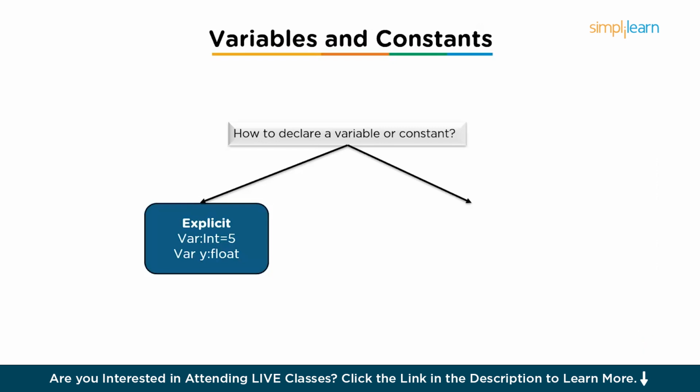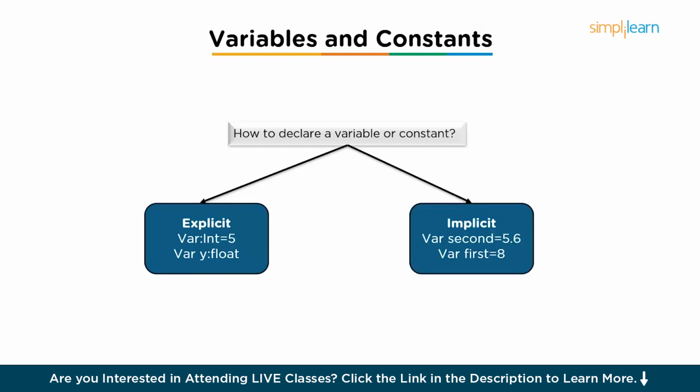Now let's look at implicit declaration. Swift is smart enough to often figure out the data type for us. This is called type inference. For example, if we write var second = 5.6, Swift knows that 5.6 is a floating point number, so it automatically sets the type of second to float. And if we write var first = 8, Swift infers that 8 is an integer, so it sets the type of first to Int.